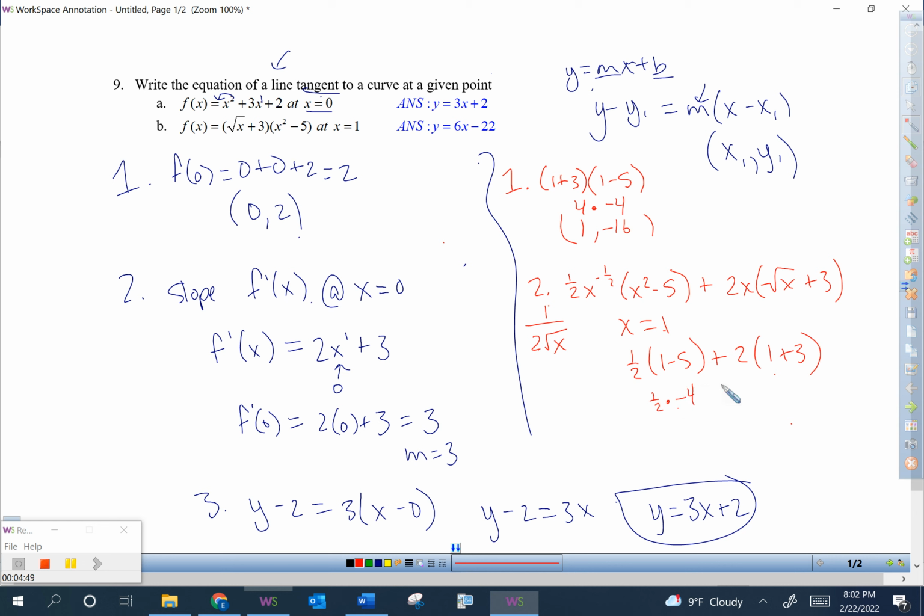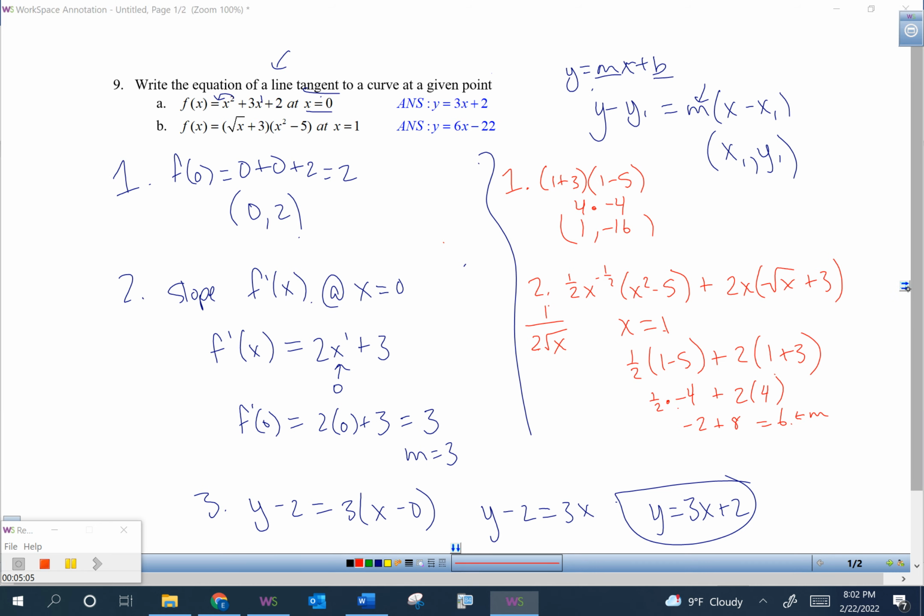And of course you could throw this in your calculator, but I'm just simplifying as I go here. And this would be negative 2 plus 8, which is 6. So it's giving me a slope of 6. Remember, that's your m value.